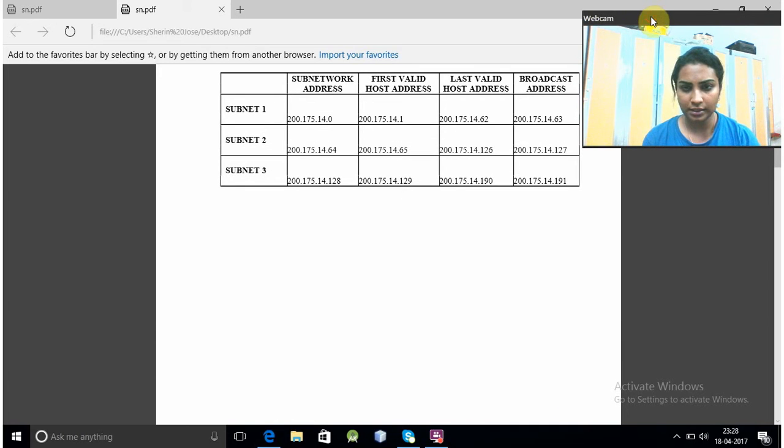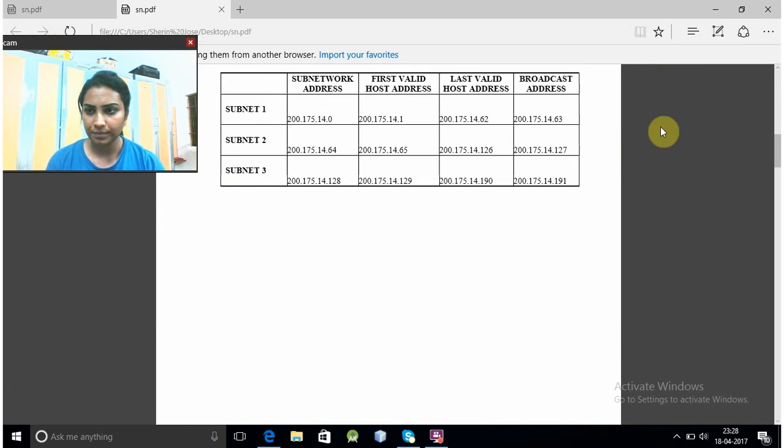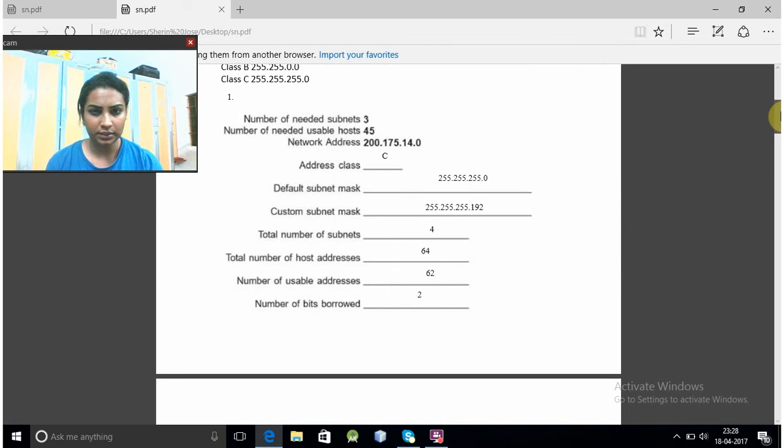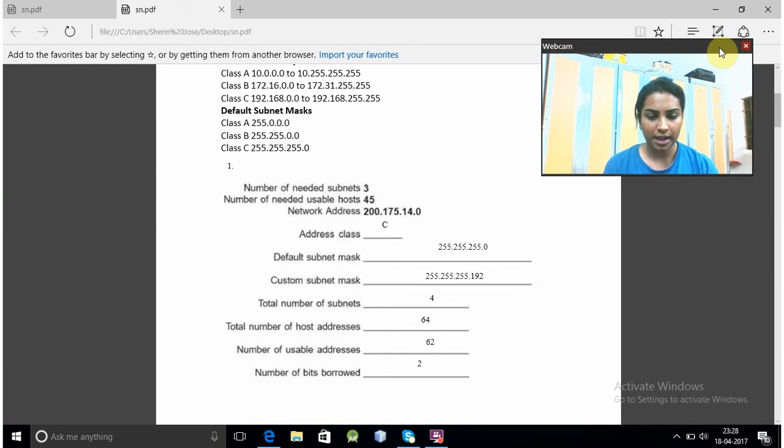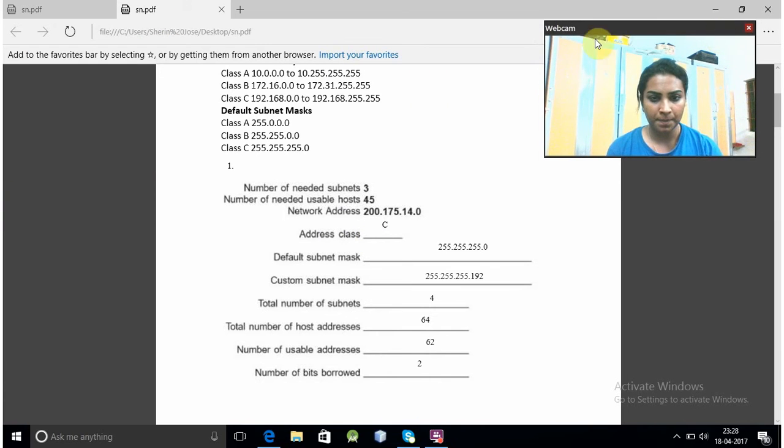Now I will be explaining the first example. They have given the number of subnets as 3, the number of needed usable hosts as 45, and a network address. They have given the number of subnets required. So now first I must find which address class it belongs to.